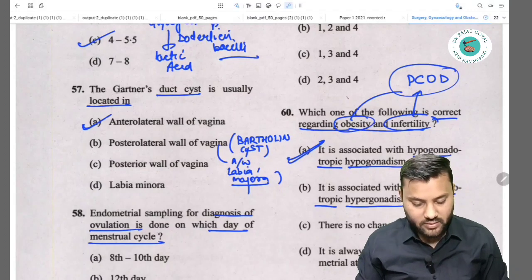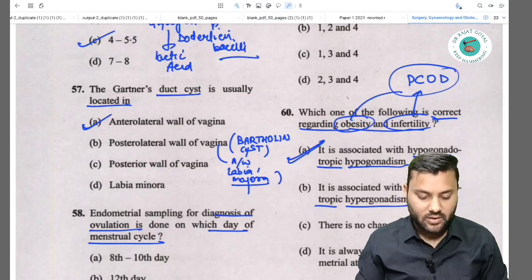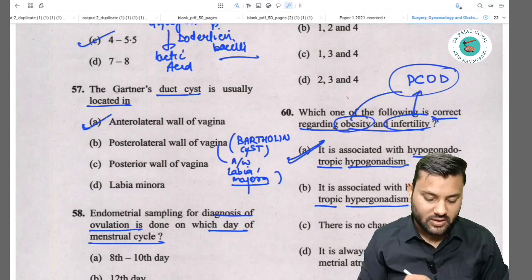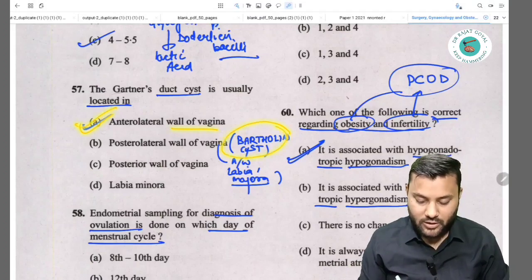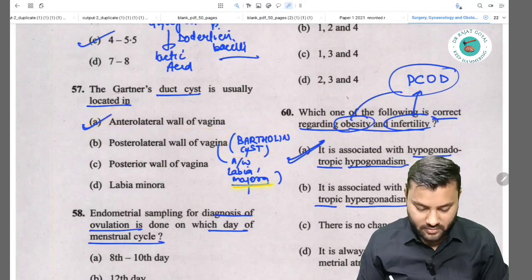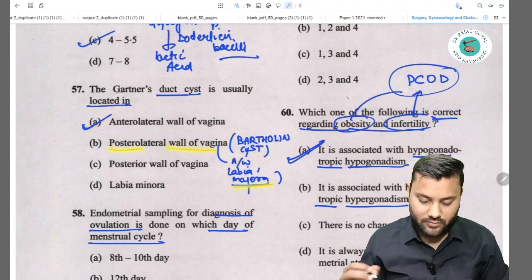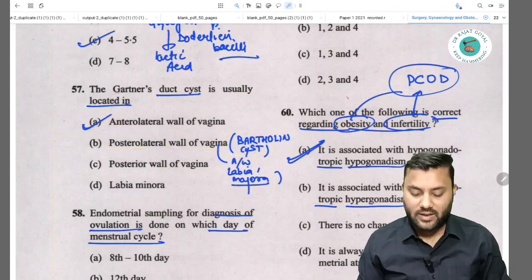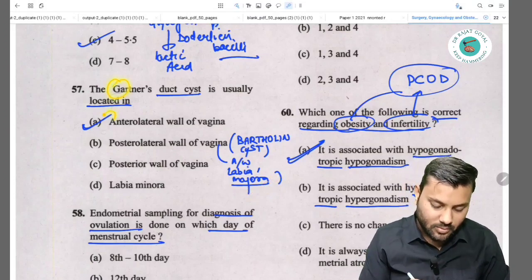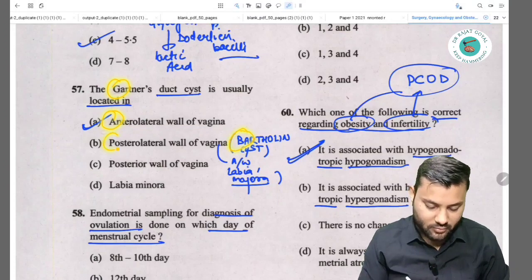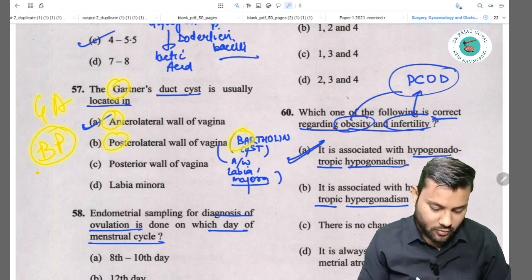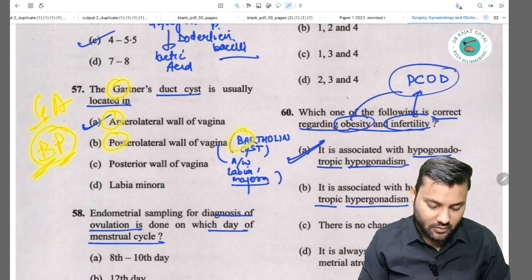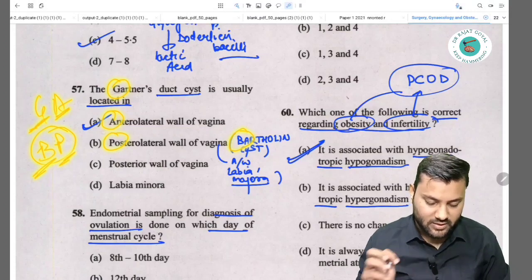The Gartner duct cyst is usually located in, this is a direct question, the anterolateral wall of the vagina, and if it is about the Bartholin cyst, then it is in the posterolateral wall of the vagina, and it is associated with the labia majora. So for G we have to remember A, and for B we have to remember P. So G-A and B-P. For Bartholin posterolateral, and for Gartner's anterolateral.